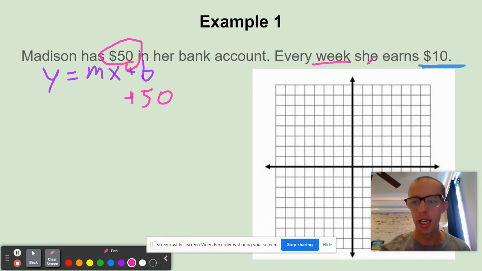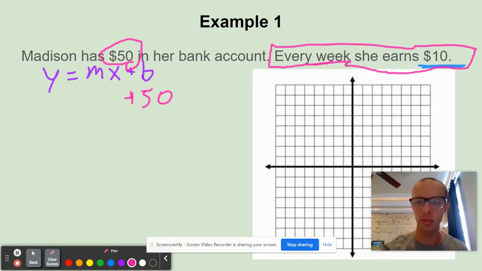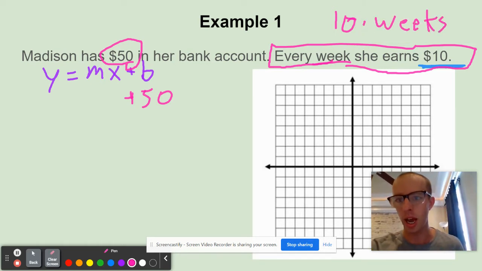Every week she earns $10. How could I turn this statement right here into an algebraic expression? Well, I know it's $10 per week. So every week she earns $10. So I do 10 times weeks, right? The amount of money she has is 10 times the amount of weeks. If it's 2 weeks, I do 10 times 2, that's 20. If I did 3 weeks, that's 10 times 3, that's 30. So I'm doing 10 times the amount of weeks.